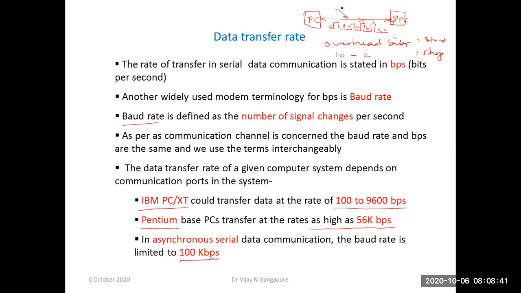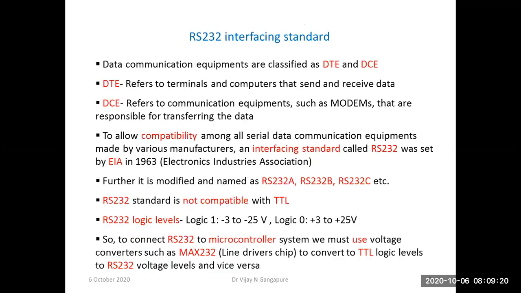As I told you, the communication method possible on a serial port could be asynchronous or synchronous. In case of 8051, the serial port has asynchronous serial communication, and in asynchronous serial communication the maximum baud rate or data rate is limited to 100 kbps, meaning 100,000 bits per second. This is the maximum data rate or baud rate with which communication is possible in asynchronous serial data communication. So this is about data transfer rate.